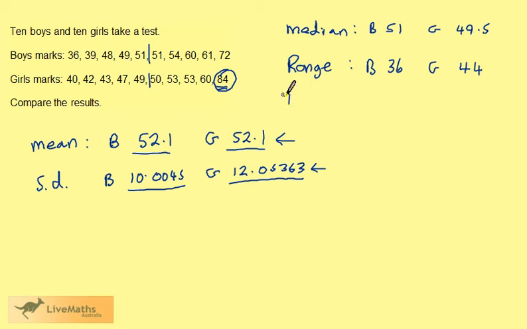Another measure that we could use is the interquartile range. The median splits the data into two sets. Halving each data set, this is the middle here, this is the middle here. The interquartile range is 60 take away 48, which is 12. For the girls, that's here and here, and the interquartile range is 10. So by this measure, the boys are more spread out than the girls.